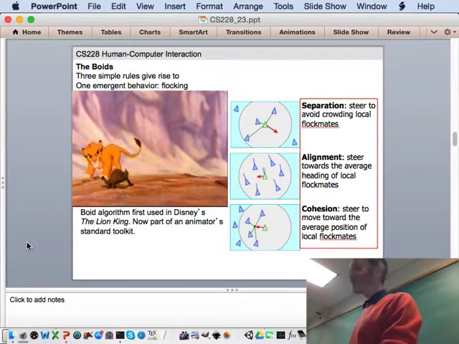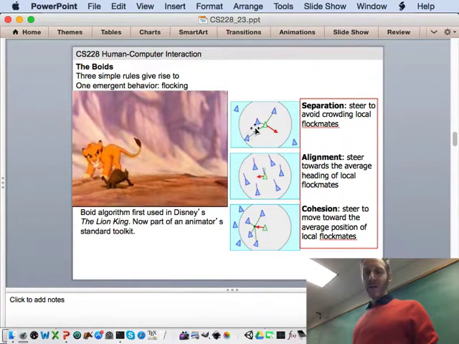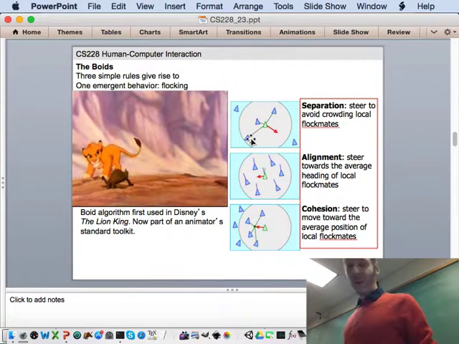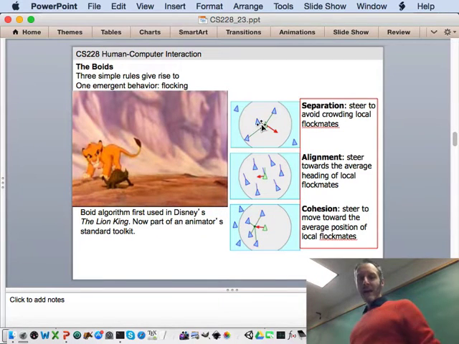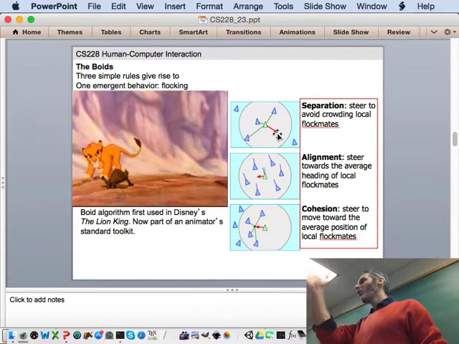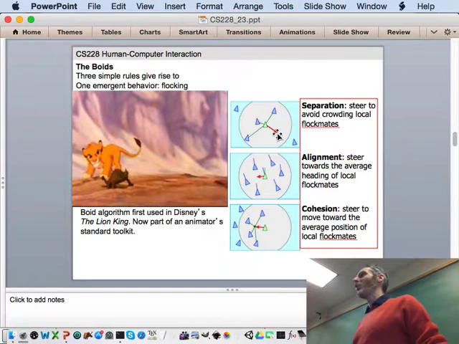So separation, you look at your nearest neighbors. So in this cartoon here, our boid in the center here has a sphere of sensation, so it can only see, in this case, these three neighbors. It counts, or it looks to see where the neighbors are relative to itself, and then moves slightly away or changes its heading slightly away from that.